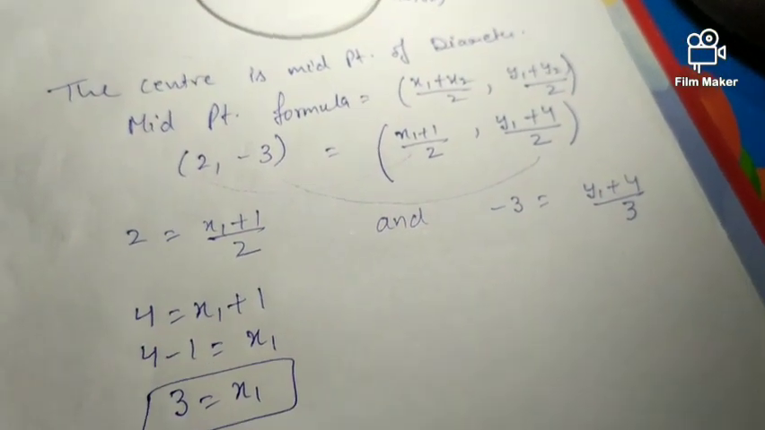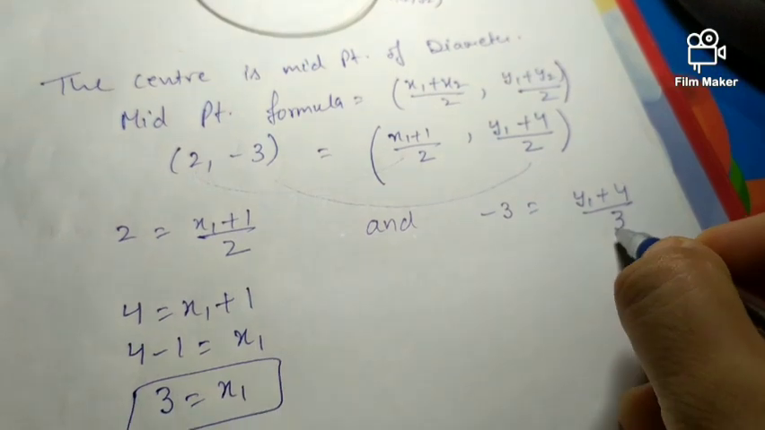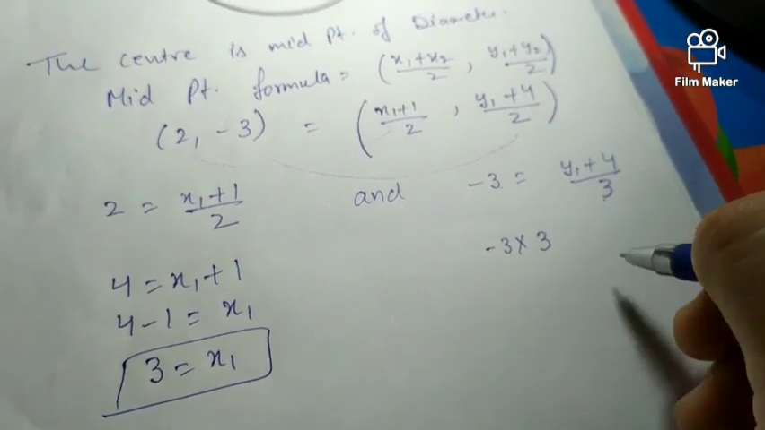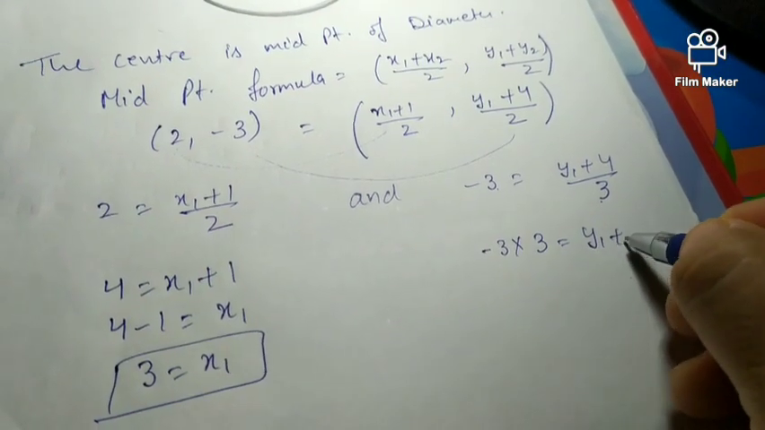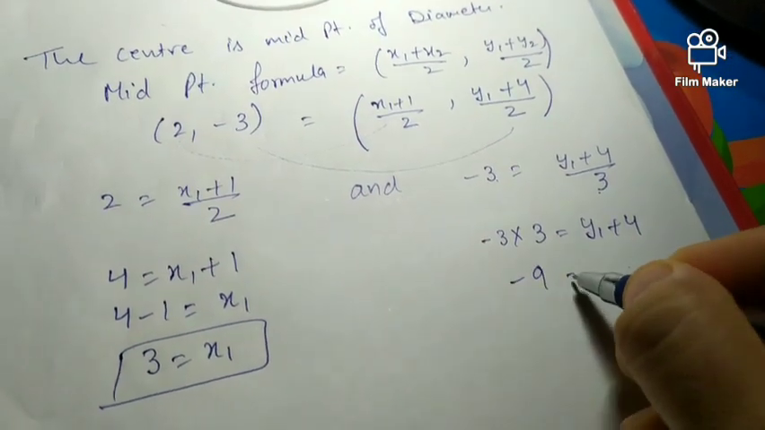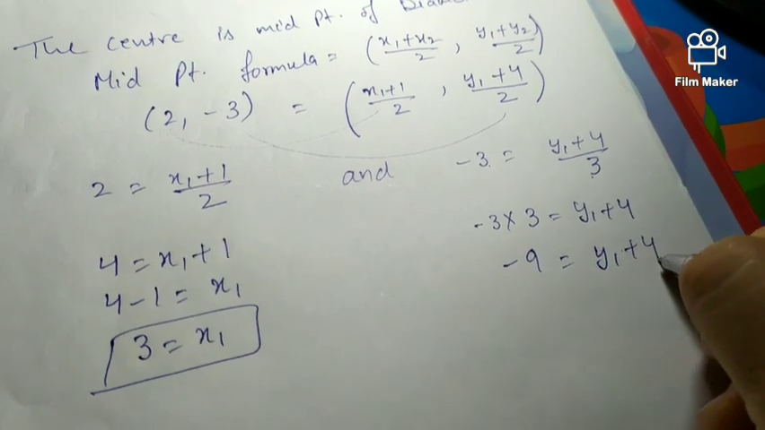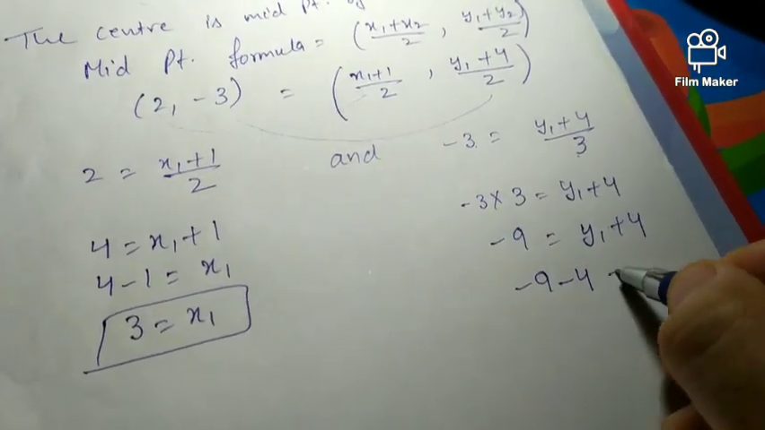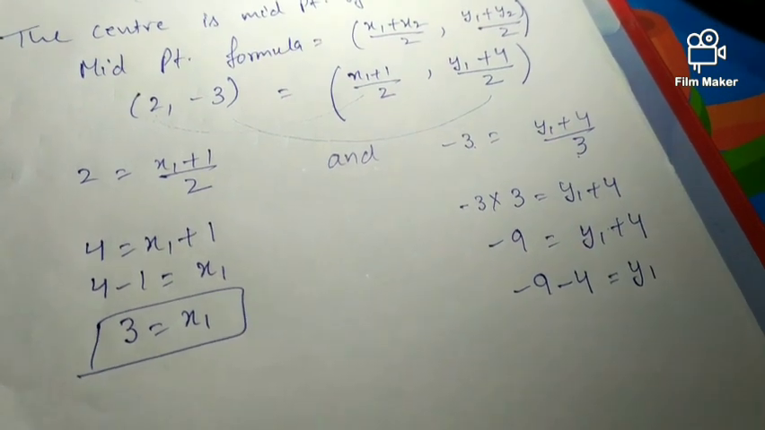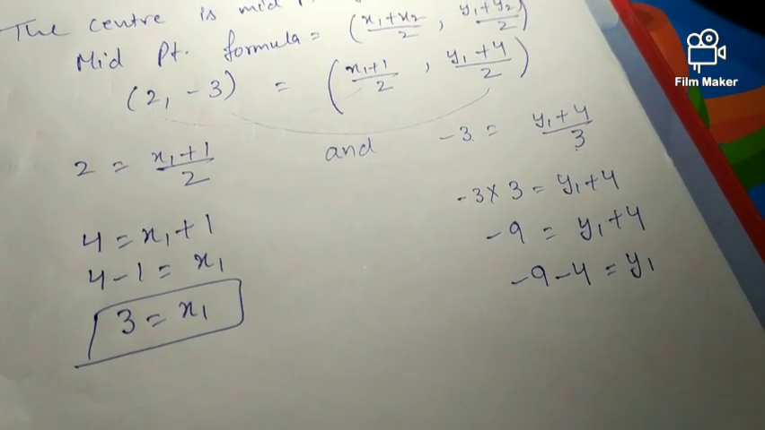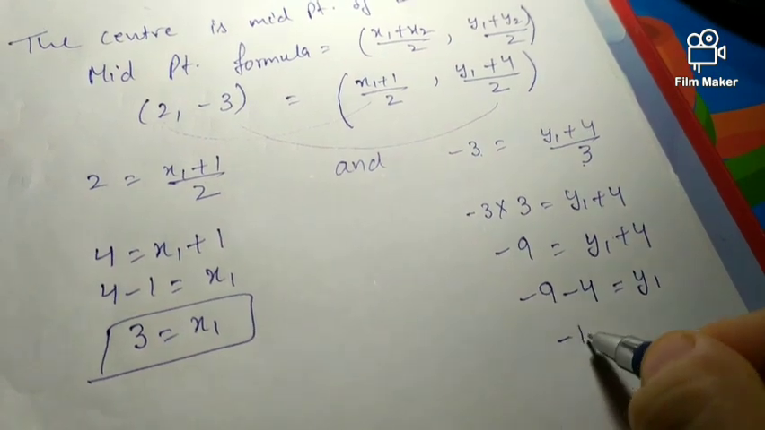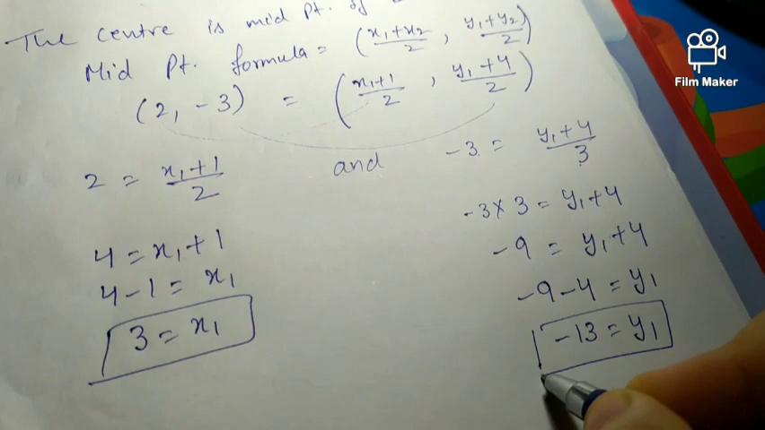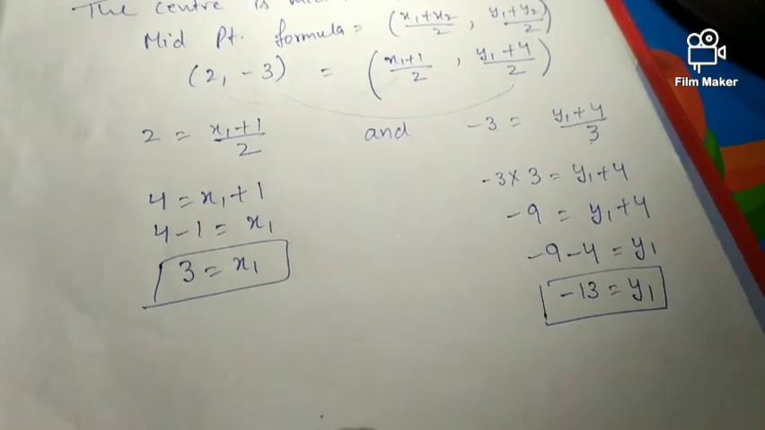Now we will go to the second one. Minus 3. Now do the cross multiplication. It will become minus 3 multiplied by 2 equals y1 plus 4. Minus 6 equals y1 plus 4. 4 will go to that side and become minus. So y1 is minus 6 minus 4. So this is equal to minus 10. So the point y1 is minus 10.